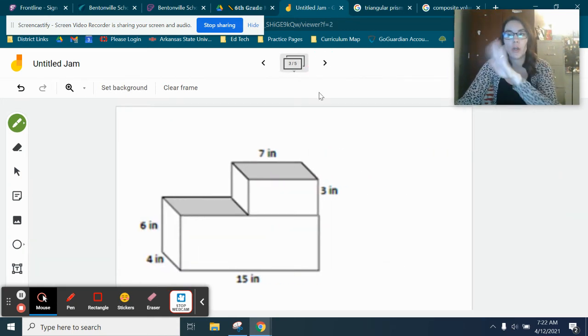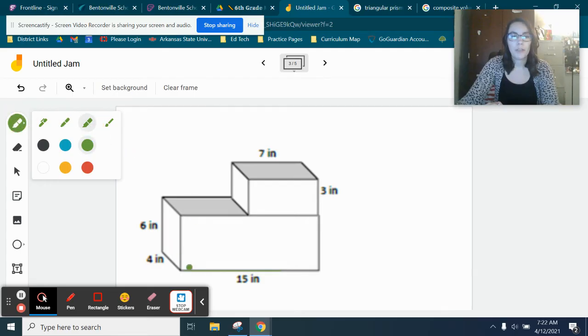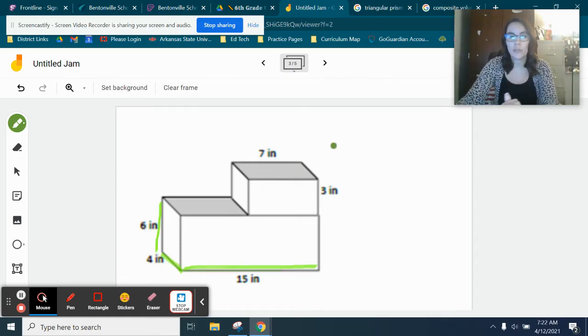This is the one that was on the home screen when we started. You can clearly see the two rectangular prisms: you have the one on the bottom and you have the one on the top. For this one, I'm going to start with the one on the bottom. We have our length, we have our width, and we have our height. We have all the dimensions we need.